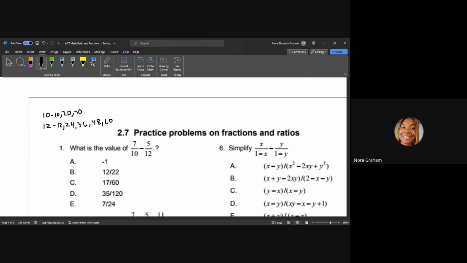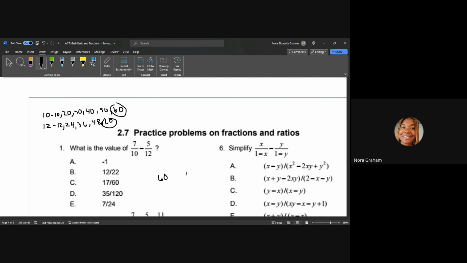Oops, sorry, that's ugly. 30, 40, and 50. And then 10 times 6 is going to give me 60. I just found the least common multiple between the two. It's going to be 60. Okay, so now I know my denominator between the two. My least common denominator is going to be 60.